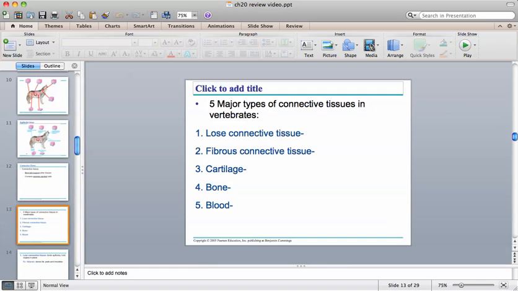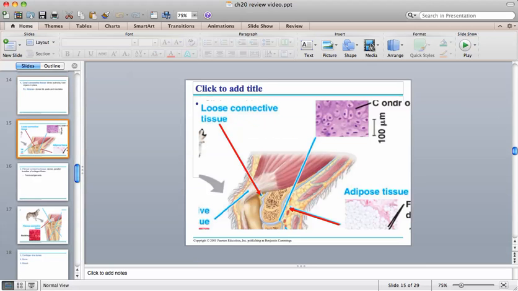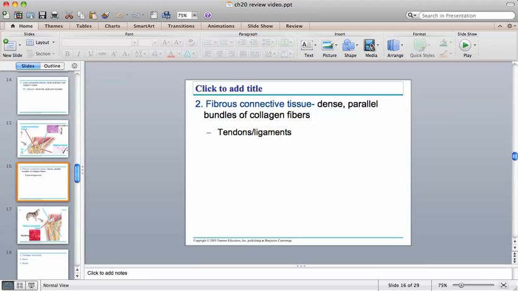The 5 types are listed here. The loose connective tissue, fat tissue, adipose tissue, and it really just holds other organs in place. The fibrous connective tissue is more densely packed.